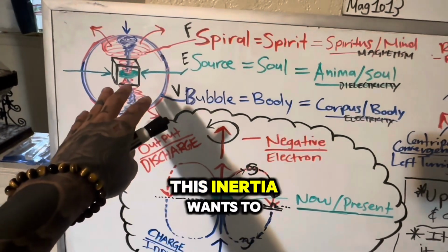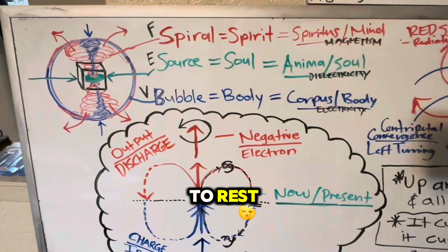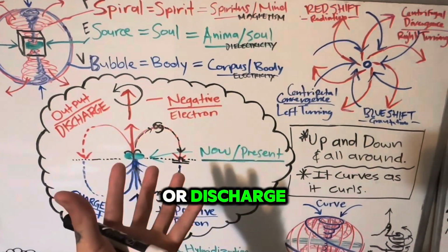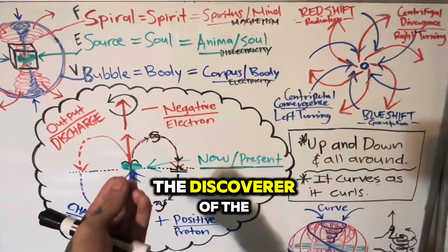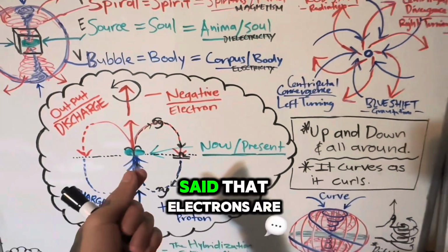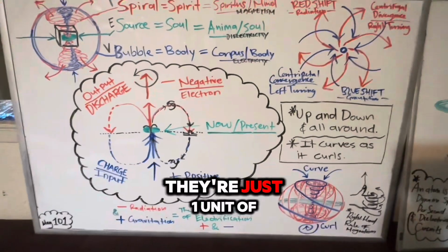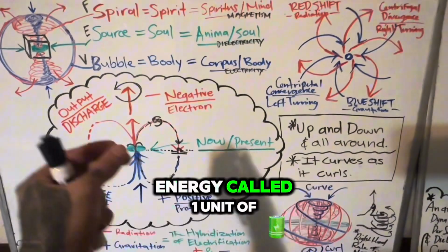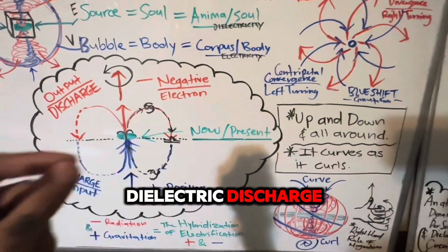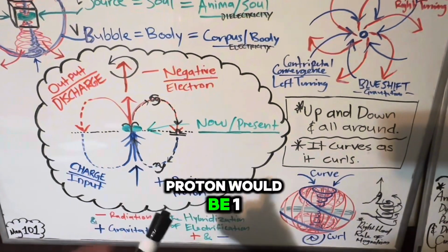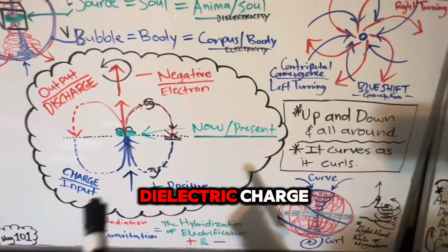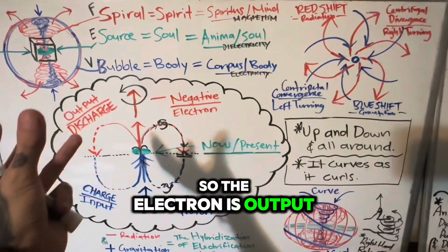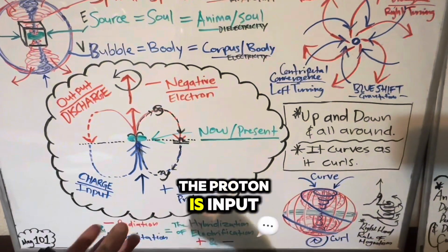This inertia wants to bring that moving energy to rest. So that moving energy would be called output or discharge. J.J. Thomson, the discoverer of the concept of the electron, said that electrons are not particles, they're just 1 unit of dielectric discharge. They're just pulses of energy called 1 unit of dielectric discharge, an electron, where a proton would be 1 unit of dielectric charge. So the electron is output, the proton is input.